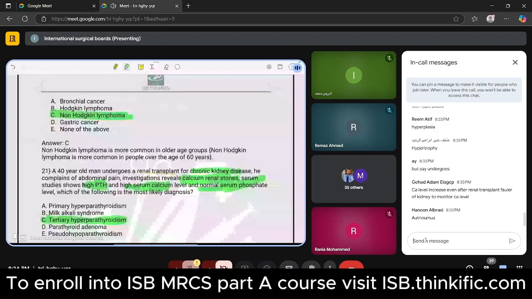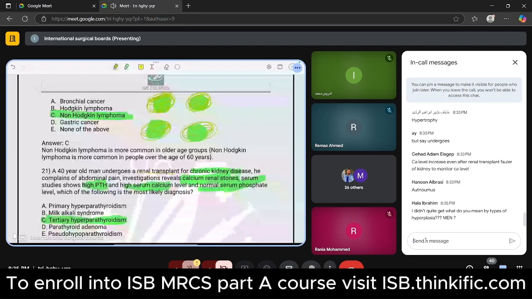Initially, the glands, so these are 4 glands, 1, 2, 3, and 4, let me just draw them here. Initially, there is diffuse hyperplasia, usually chief cell hyperplasia, meaning that all of the glands are symmetrically enlarged. There isn't any nodularity in the gland, okay? Now, these are reversible changes. When you remove the stimulus, which is hypocalcemia and hyperphosphatemia, these changes will regress.